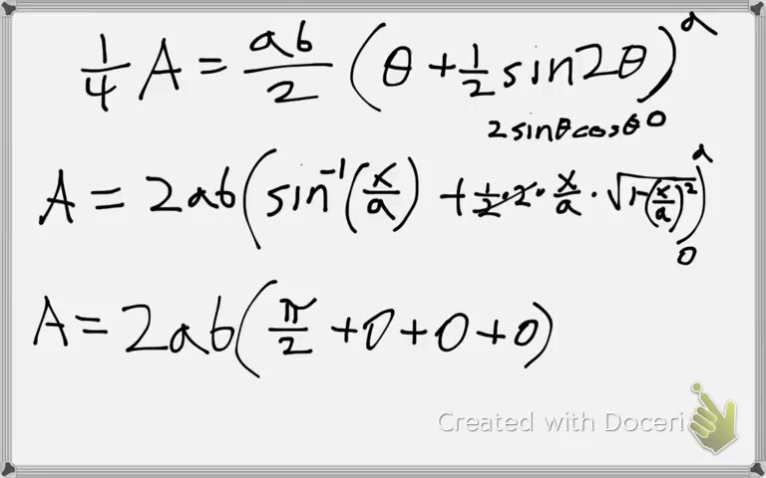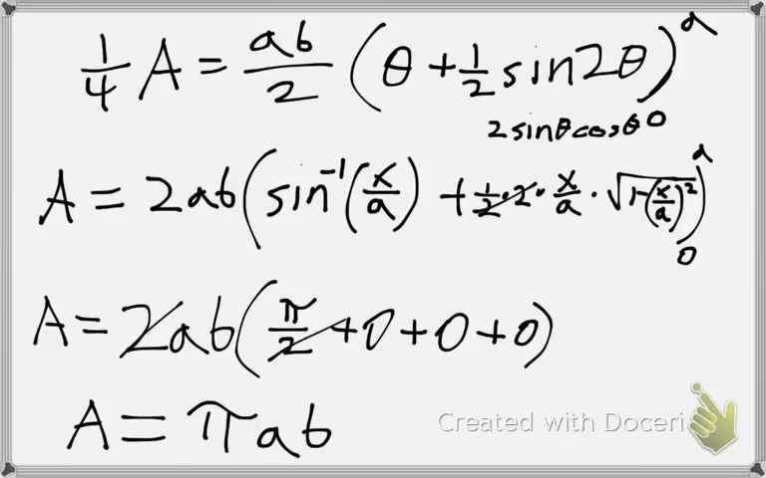So our final value will be that area is equal to 2ab times pi over 2, and so the 2's will cancel out, and so we'll have the area of an ellipse is equal to pi ab. So that is the answer to what the area of an ellipse is, and is done through integration.